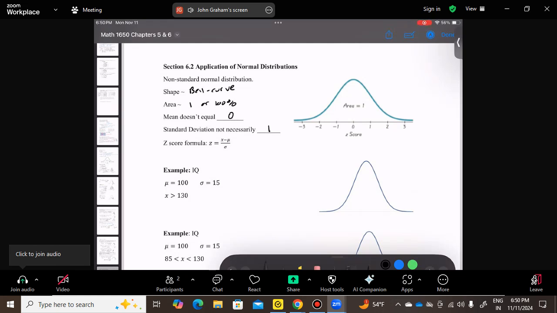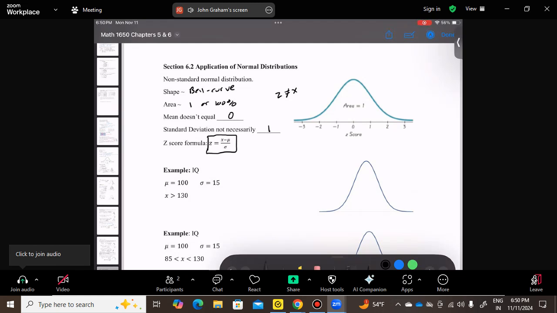And basically with this, our z-score is not going to equal our x-score. So we have to find our z-score for each x-score that we are interested in. We're going to do it using the z-score formula that we've seen already: x minus the mean over the standard deviation.